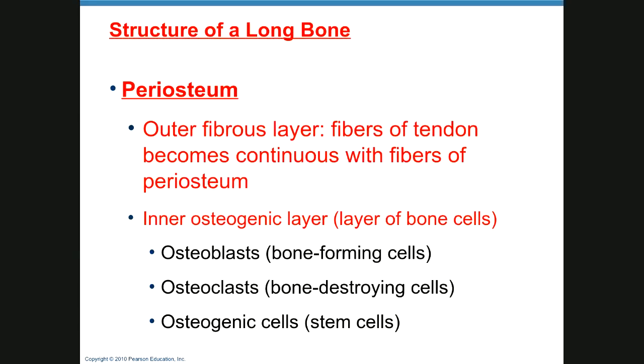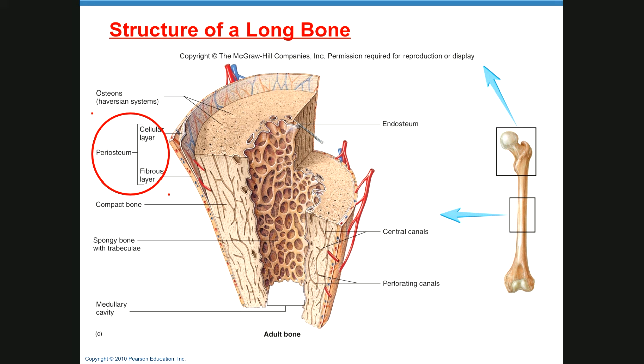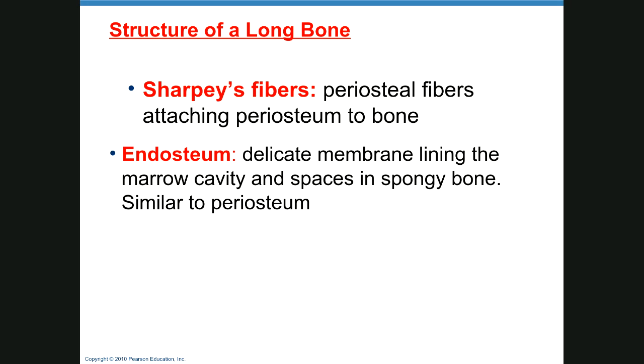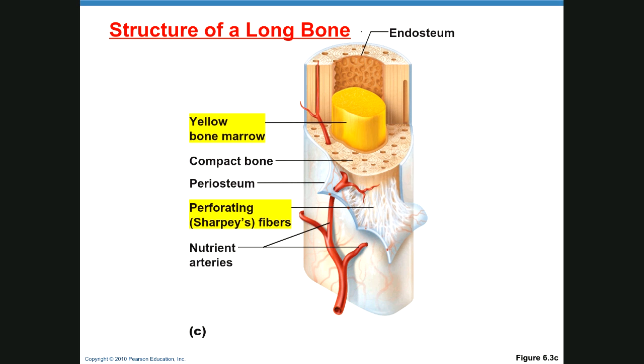Also, the periosteum, which is the membrane that covers the outside of the bone, right there. Osteoblasts and osteoclasts and osteoprogenitor cells are going to be found wedged between periosteum and bone tissue, right there. Okay. Again, Sharpey's fibers, the fibers that connect periosteum to bone tissue.